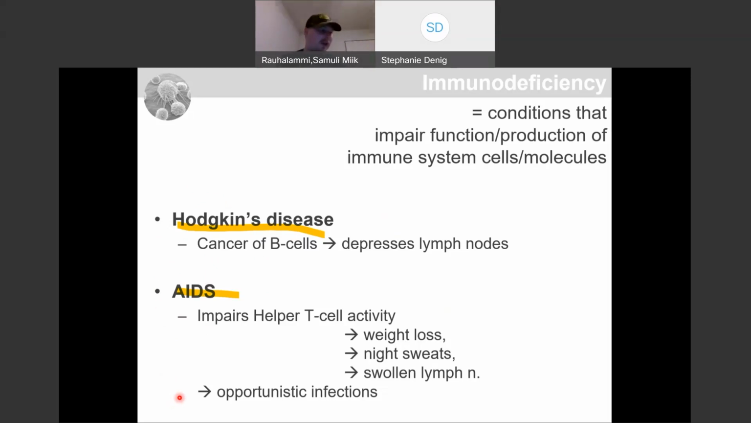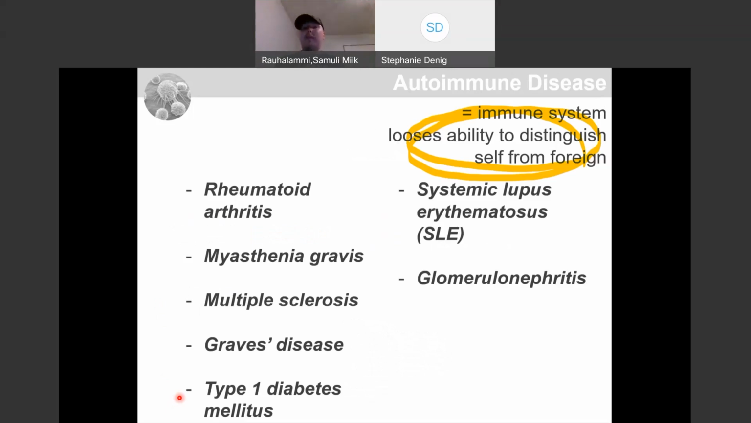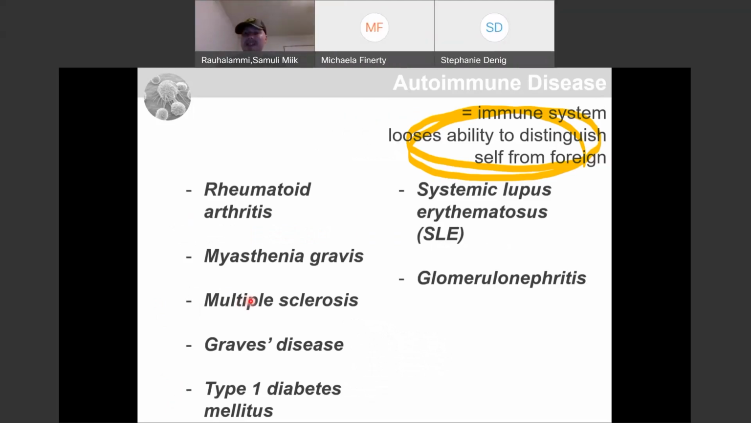So that goes to show again that once the immune system gets weakened, you are likely to get sick, and even a normal cold can be fatal for you. I have some other examples here about autoimmune diseases, when your immune system loses the ability to tell itself from the rest of your body: rheumatoid arthritis, myasthenia gravis, MS, Graves' disease, type 1 diabetes, lupus, and so on.